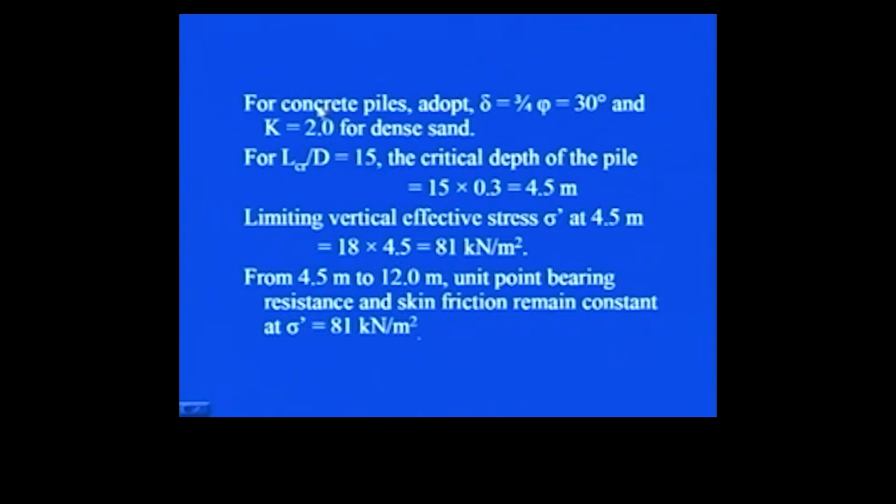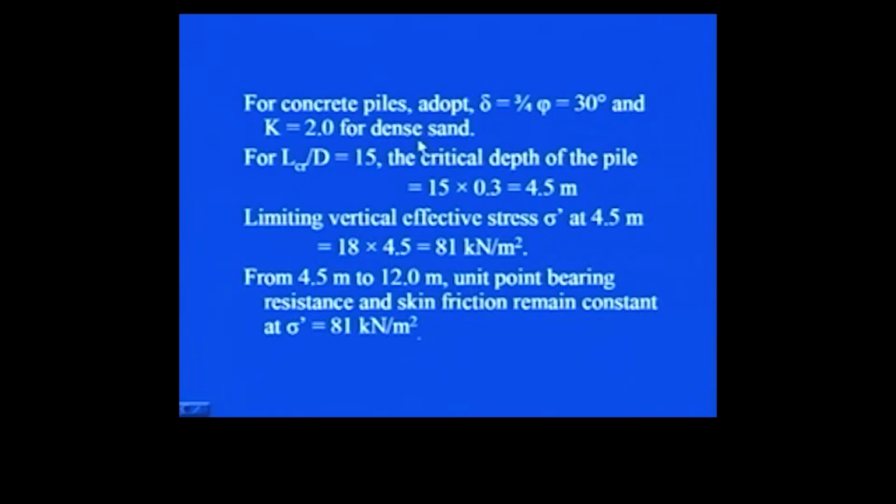I gave you a standard table for how you can adopt the angle of friction between the soil and the pile material, and the coefficient of lateral earth pressure. In this case the pile is getting driven in dense sand. If you refer to that table, you can pick for concrete piles delta, that is the angle of friction between soil and pile material, to be equal to 3/4 of phi. Phi is 40 degrees in this case. So, this delta will result to be 30 degrees, and K is equal to 2 for dense sand.